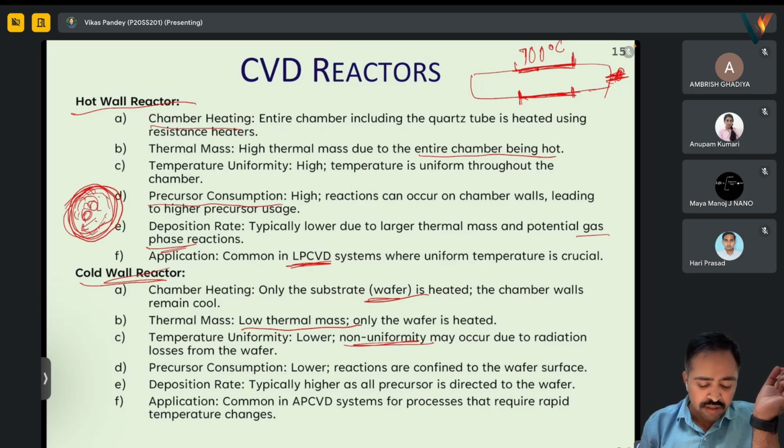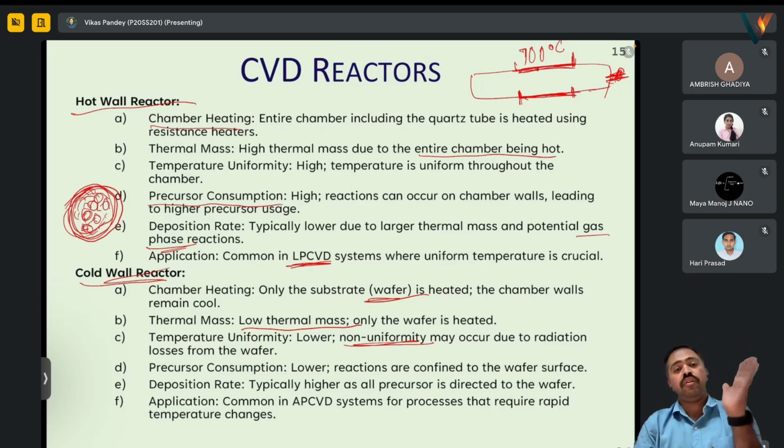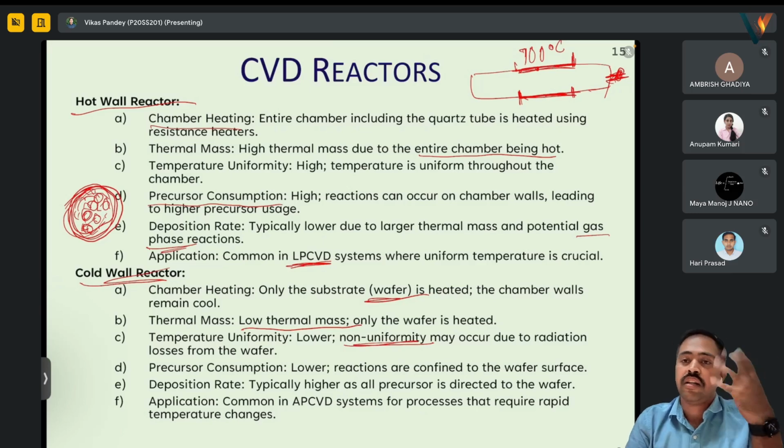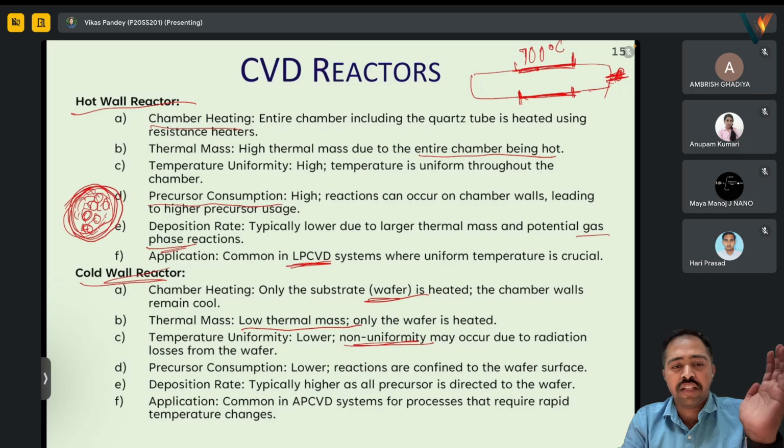But the precursor consumption will be low, as only the molecules or the reactants that will reach the wafer will actually take part in reaction. Other area, there will be no reaction since they are not heated. There will be minor reactions. The reaction rate is typically high because only the area where we want the reaction is taking place.